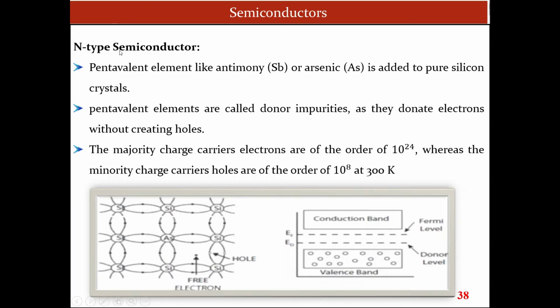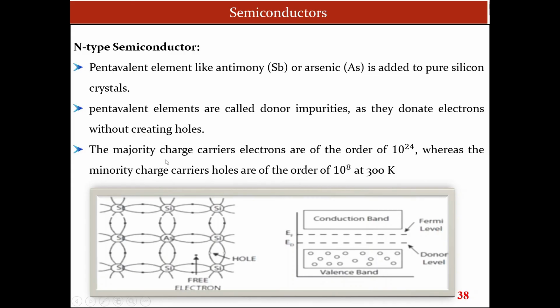So the pentavalent elements, one is phosphorus, or we also have antimony or arsenic, are added to pure silicon, an intrinsic semiconductor, in order to get an n-type semiconductor. Pentavalent elements are called donor impurities. They deliver free electrons, as they donate electrons without creating holes.